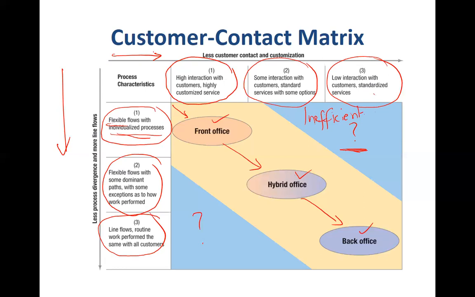On the other hand, if you have high interaction with customers, highly customized services, and you are trying to achieve a line flow for it, routine work to be performed for such kinds of interaction, this is something which is infeasible because the customer demands a lot more flexibility with regards to what needs to be accomplished, right? So there's infeasibility and inefficiency in these two spaces. Hence, normally when you're structuring services, they will be on the diagonal depending on where in the continuum you belong.